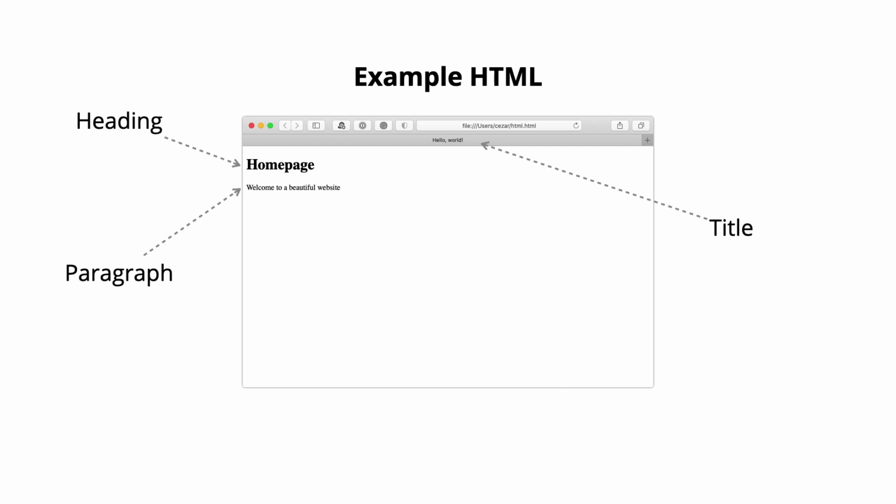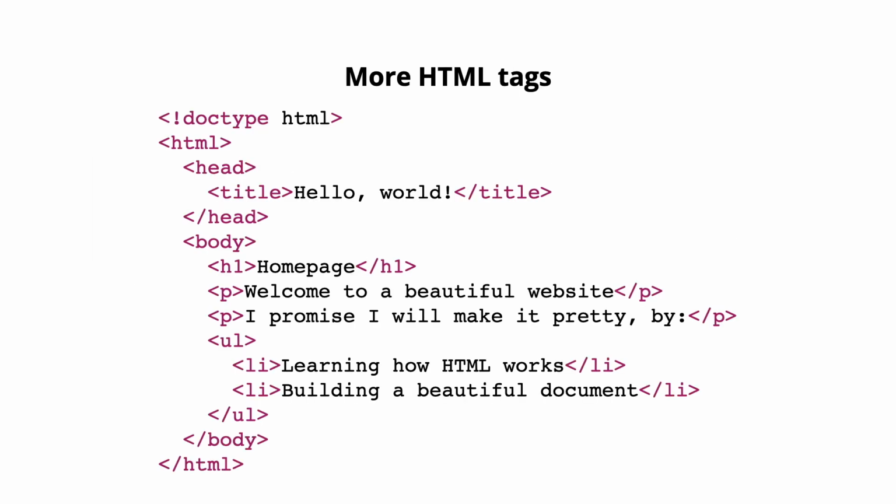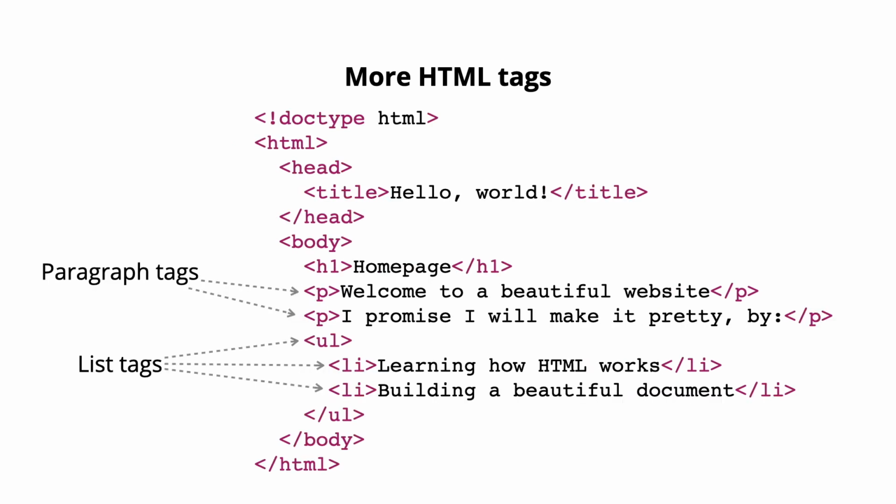Now, let's take a look at a few more HTML tags. As you can see in this code example, I have added another paragraph and an unordered list. An unordered list is what you can see here between the opening UL and the closing UL tags. And each line in the list is wrapped by LI tags, or line item tags. Let's see how those new tags look in the browser.